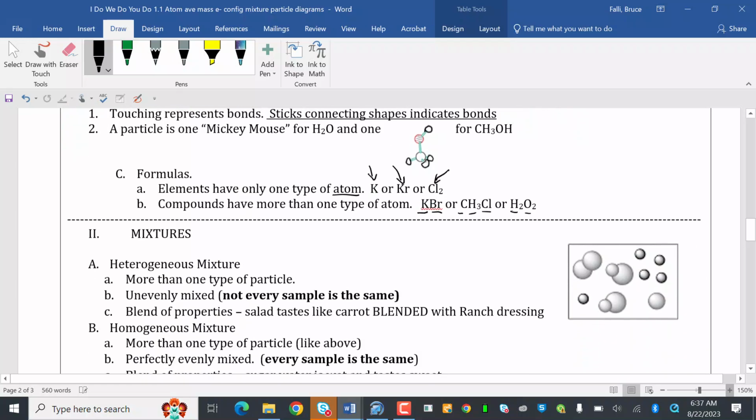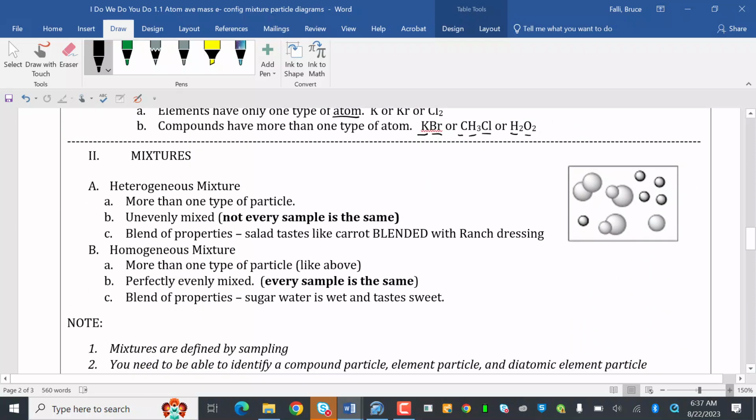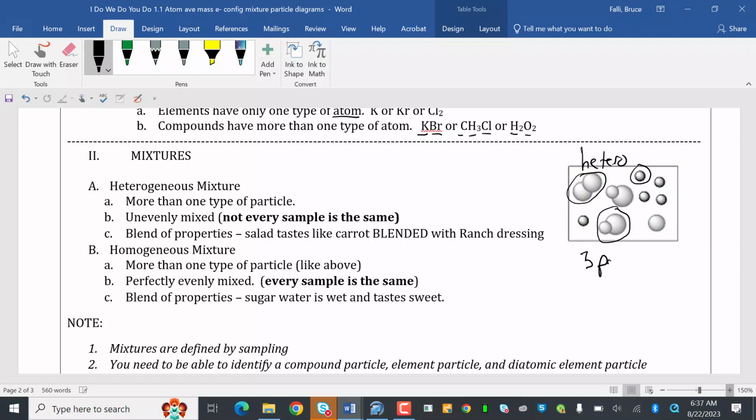Okay. Let's take a look at mixtures. Heterogeneous mixture. By the way, this is a heterogeneous mixture. I'll make that a little clearer. Hetero. There's more than one type of particle. Okay, what does that mean? Here's one type of particle, double big ring, single one. Oh my gosh, it's got three, right? This shape has three particles. It's unevenly mixed. Not every sample is the same.